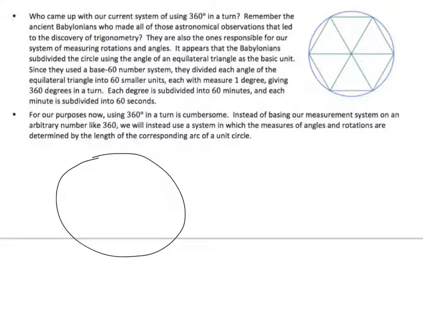Again, we have a circle. If I have the center and a radius, this right here is the corresponding arc. And that's what we're talking about. So if this is my degree, we are going to relate it back to the arc.